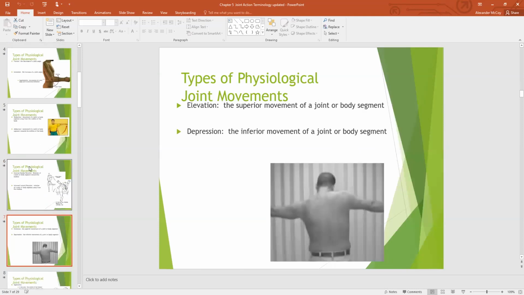Elevation versus depression is kind of exactly what it sounds like. We can see it actually depicted here in this gentleman's shoulders. Elevation means superior movement, so movement up. Depression means inferior movement, or movement down. So to me, it's synonymous with what it sounds like. You elevate versus depress something.